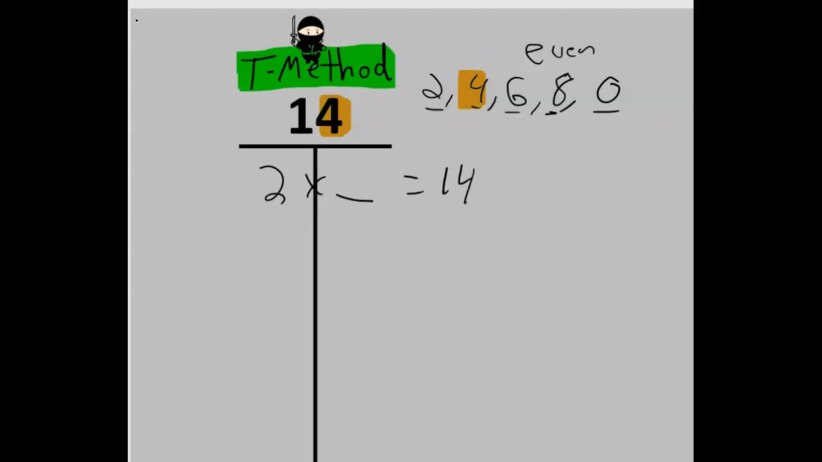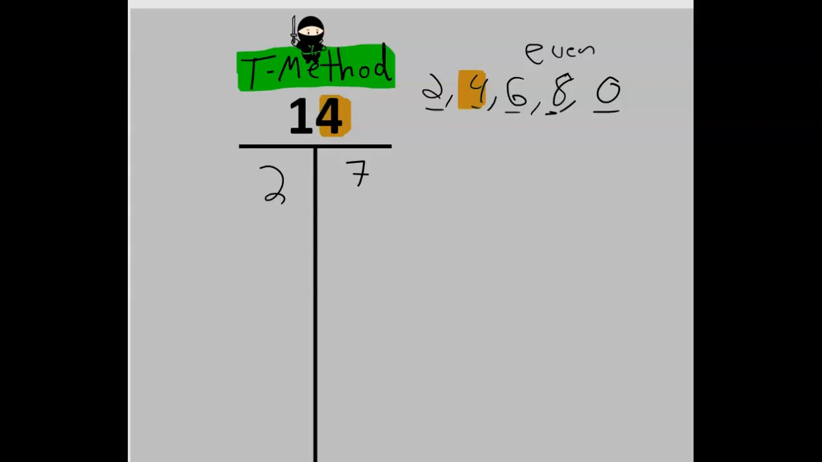2 times 3 is 6. 2 times 4 is 8. 2 times 5 is 10. 2 times 6 is 12. 2 times 7 is 14. So that means 2 and 7 are factors of 14. What about 3 times something to get 14? Nope. Not going to work.